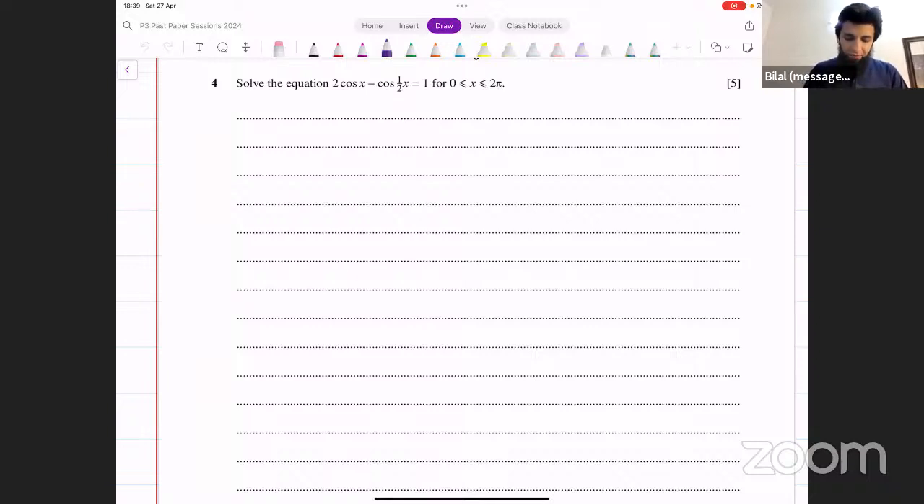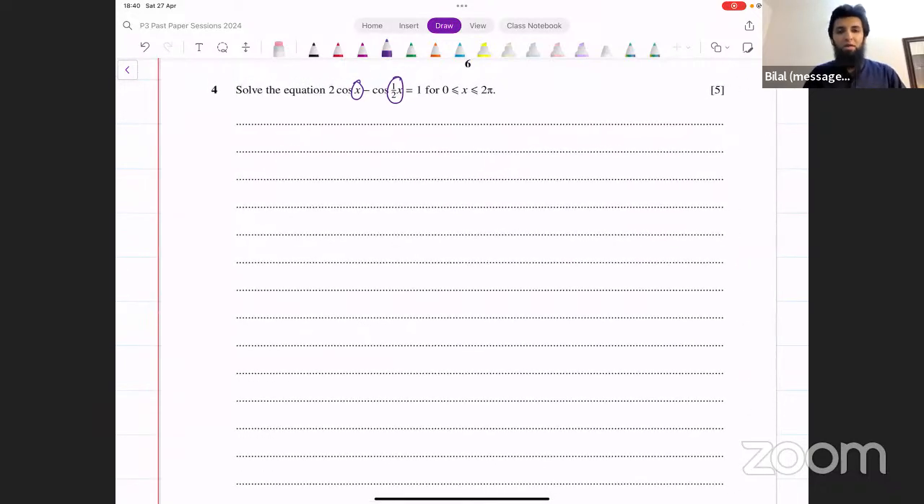It says, solve this equation. Solve the equation 2 cos x minus cos of half x equals 1 for x between 0 and 2 pi. All right, we want to solve this equation. Now, how do we do this? You see, you've got two different types of angles. Remember, whenever we're solving trigonometric equations, we want one single type of function and one single type of angle. So only one of sine, cos, and tan, and only one type of angle.